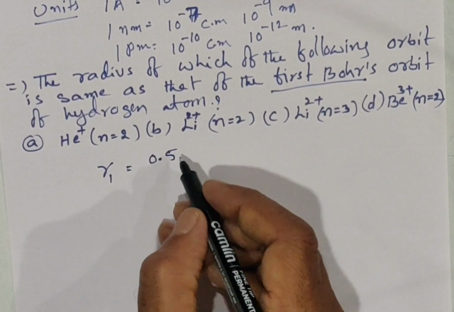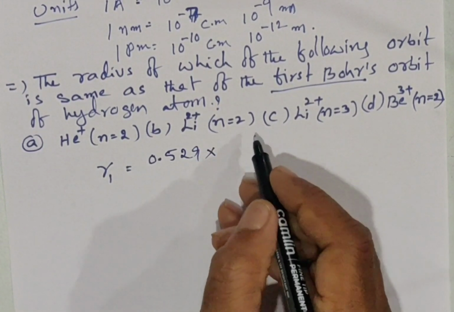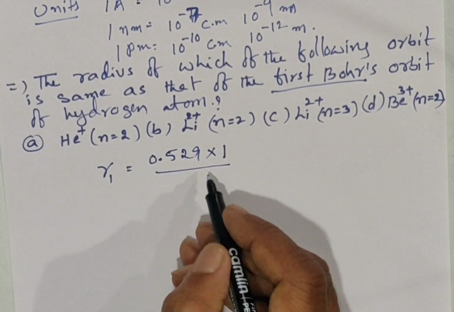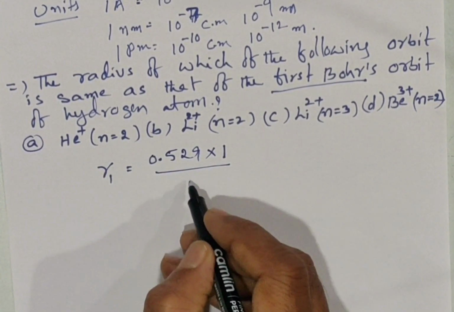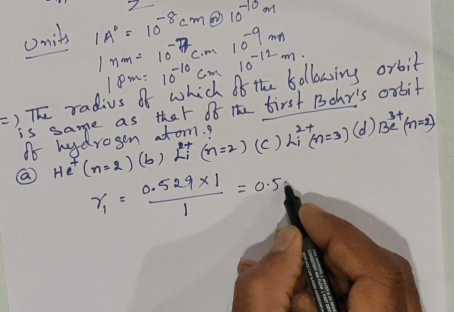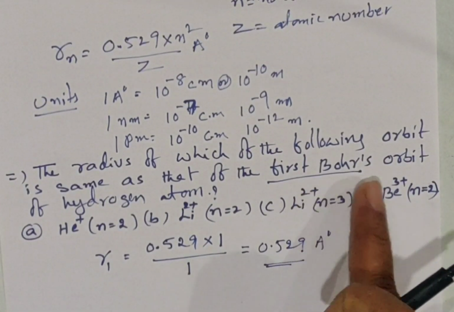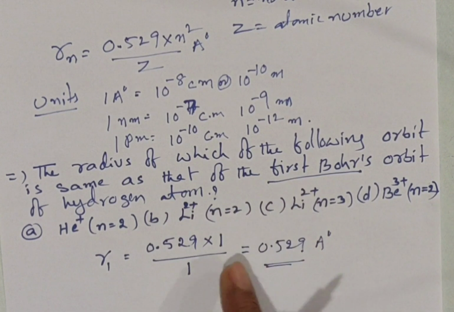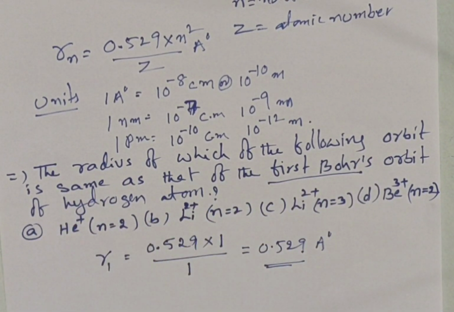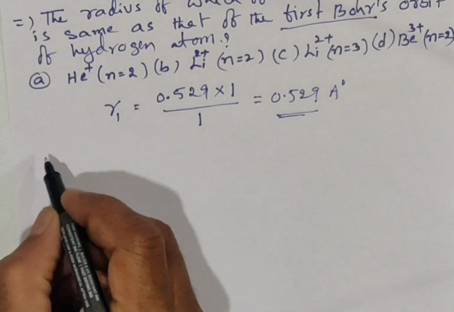First we have to calculate this one. R is equal to 0.529 into n value, means first orbit, 1, by Z. Hydrogen Z is 1, right? Now on simplifying we will get 0.529 angstrom. This is the value of first Bohr's orbit of hydrogen atom. In these options, which of the following orbits has the same value? Then you have to analyze these options first.